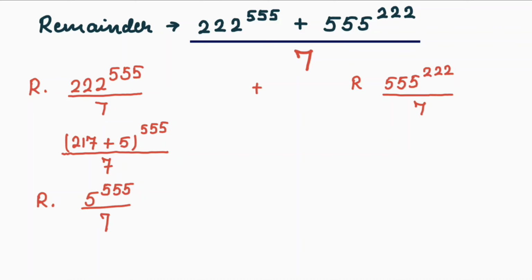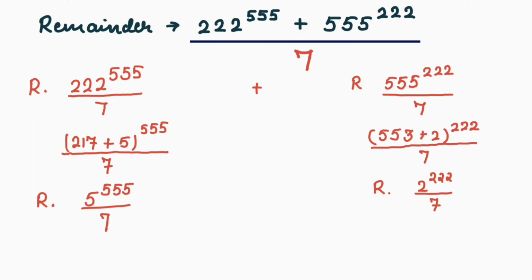Similarly, here break 555 as 553 plus 2. Again, when we expand this, all the terms including 553 will leave the remainder 0 when divided by 7. So you need to find the remainder when 2 raised to the power 222 is divided by 7.